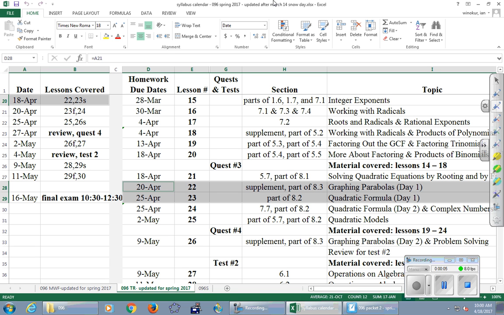Today, April 18, we're going to do all of lesson 22 and start lesson 23. They're highlighted down here. Graphing parabolas is the first part, and then the quadratic formula is the second part. Coming up, April 27 is our fourth quest, so I guess that's 9 days from now. Thursday next week, that'll be our fourth quest. Any questions on the calendar?